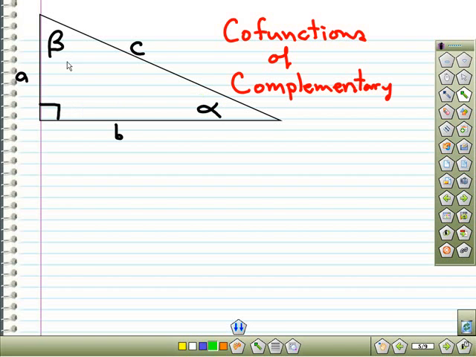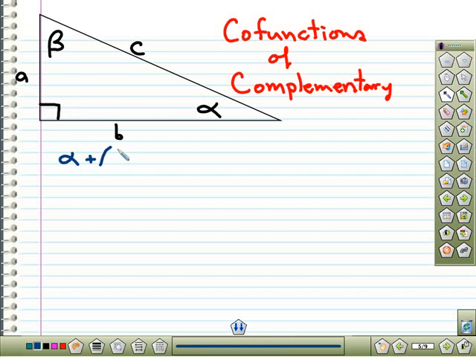Now, do you know anything about the measures of alpha and beta? If I add up alpha and beta, what is that going to equal? What is the sum of the measures of the angles of a triangle? 180. Here's 90 degrees, so the other two together are going to be 90. That's right. Alpha plus beta is going to be 90 degrees. That means that alpha and beta are complementary.